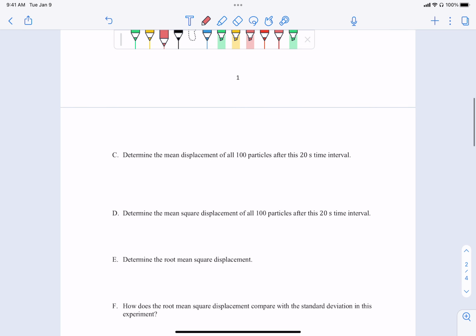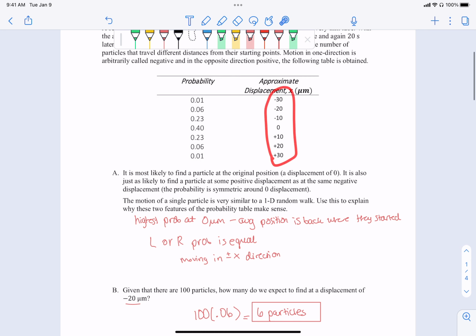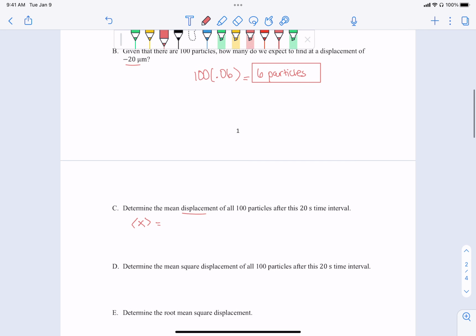Part C now is asking us to determine the mean displacement of all 100 particles after this 20-second time interval. So this is just asking for your average, right? Determine the mean displacement. And so, taking into account displacement, obviously we're going to make sure we input those negative values and positive values correctly.